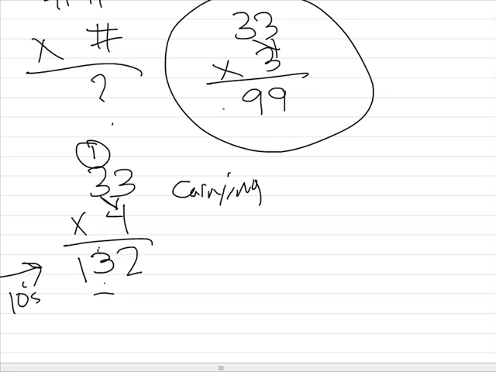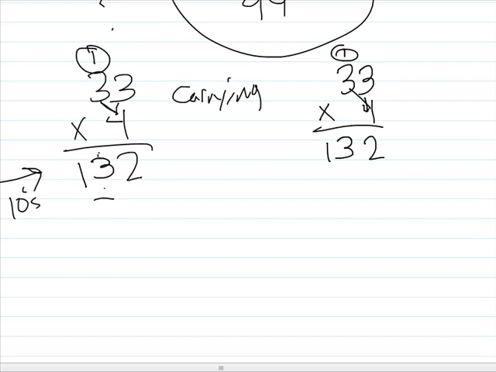Let me show you without all the annotations. Let me do that again. 33 times 4. 4 times 3 is 12. Carry the 1. 4 times 3 is 12. Add the 1. It's 13. Let's try a different one.